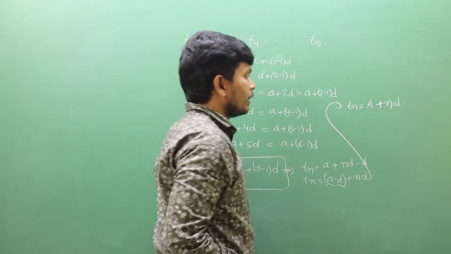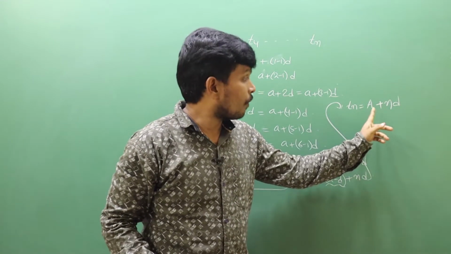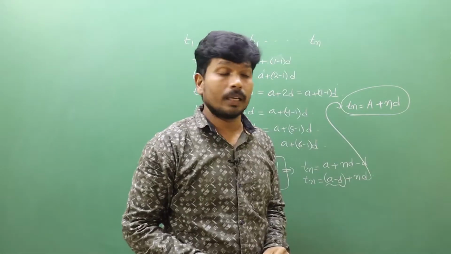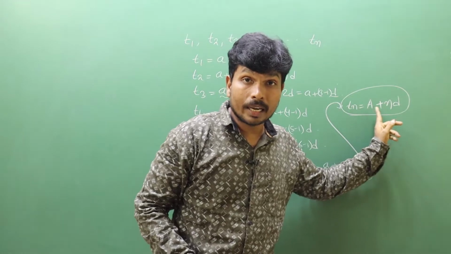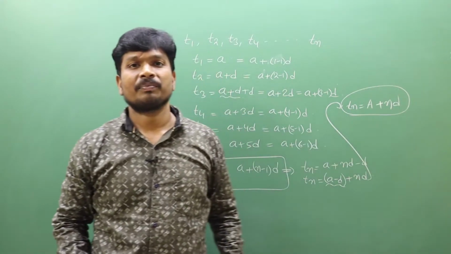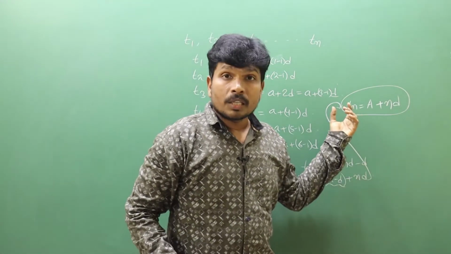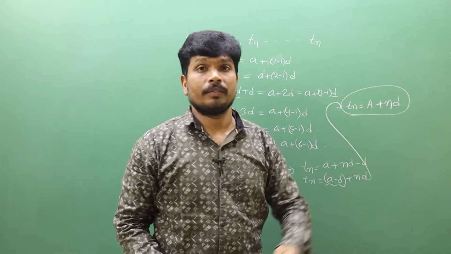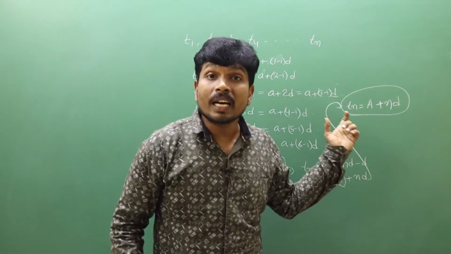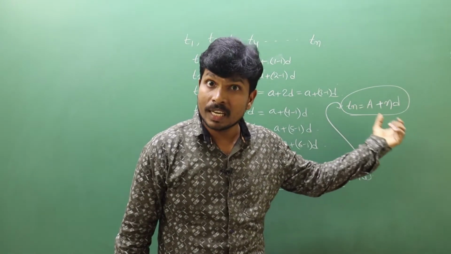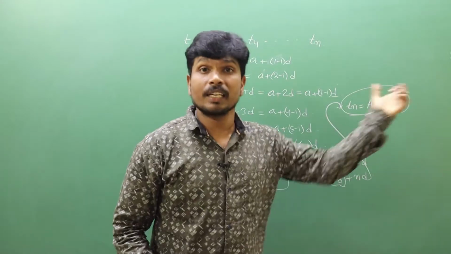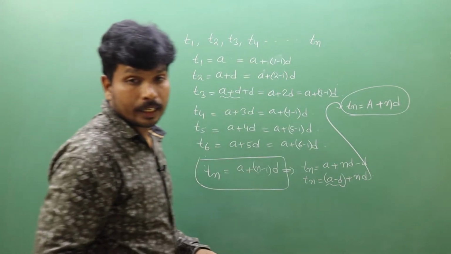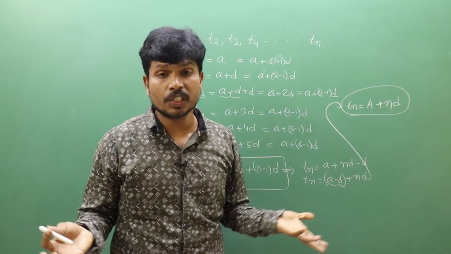So what did you get here? The term Tn is in the form of A plus nd. It is a linear expression in n. The general term of an AP is a linear expression. So if the general term of a sequence is a linear expression, that sequence is an arithmetic sequence or arithmetic progression. Take any sequence, whichever it is, even if you don't know which sequence.